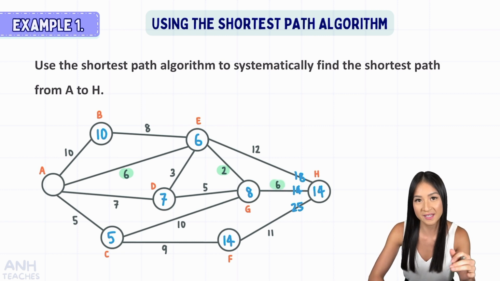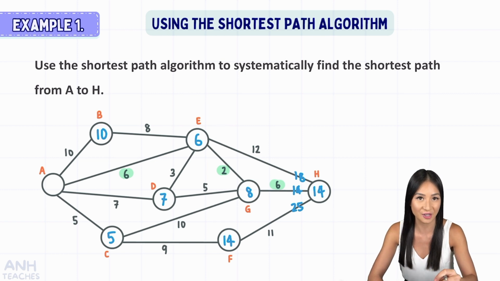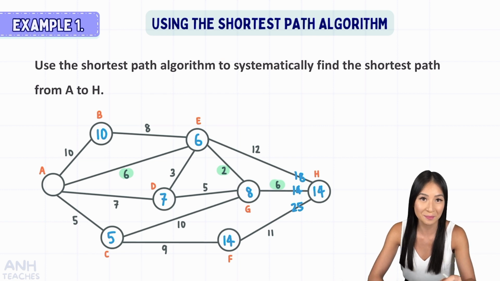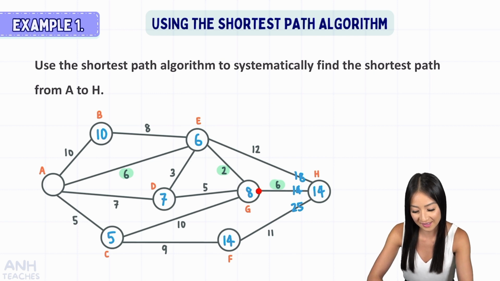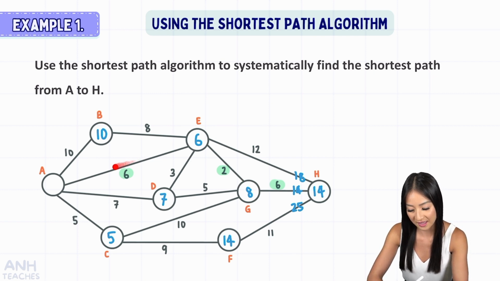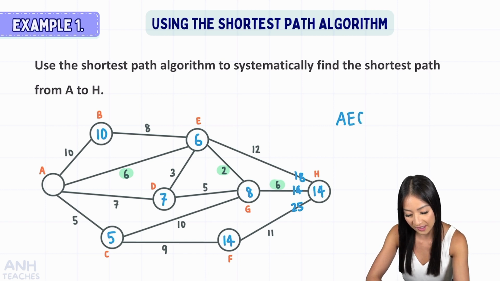So step number 5 is backtracking along the graph. Now, because I highlighted some of the edges that I used to get the minimum path to each vertex, backtracking is going to be a lot easier. So this path of 14 used this 6, this 2, and this 6, and that is my shortest path. A, E, G, and H, which gives me a total of 14 units.